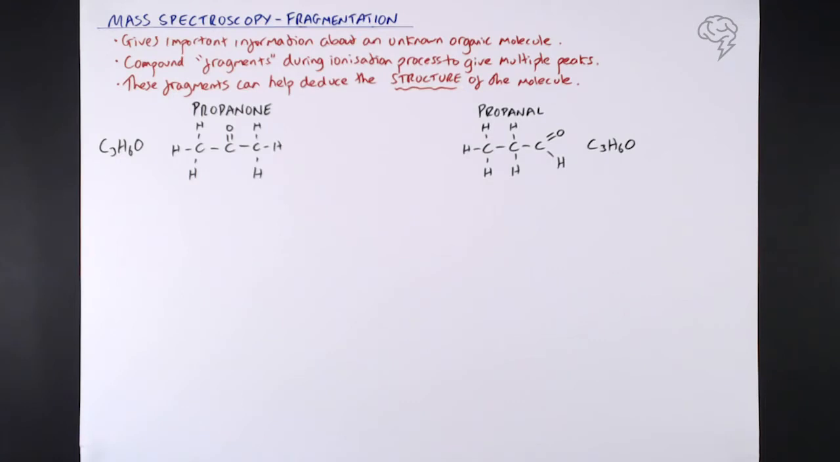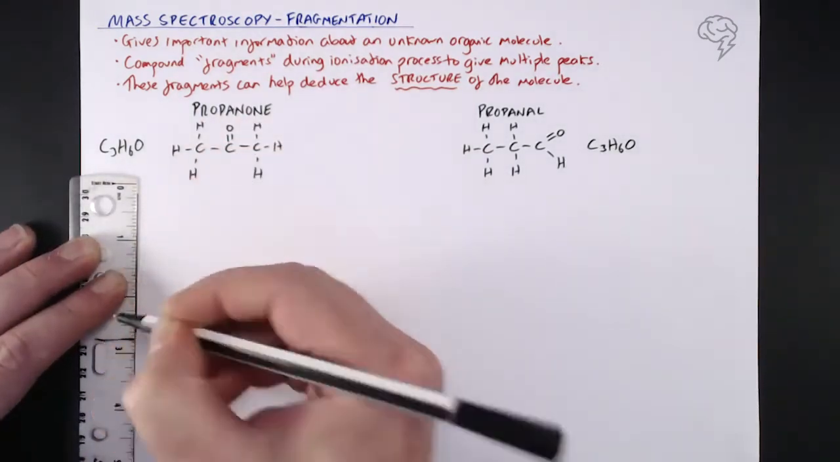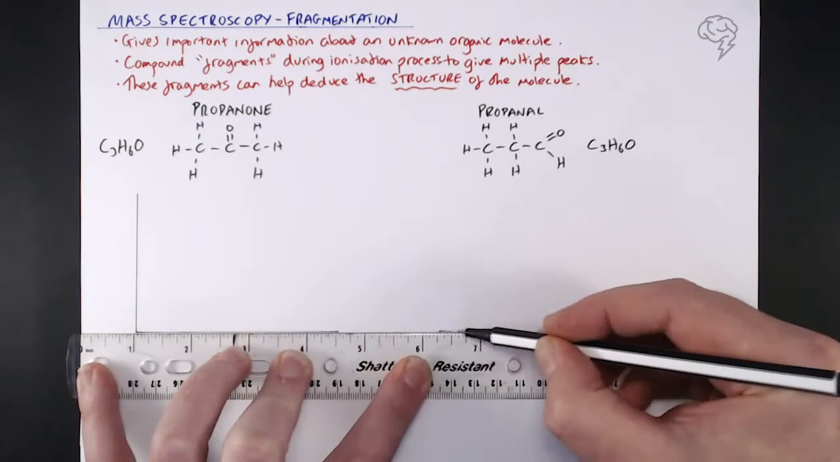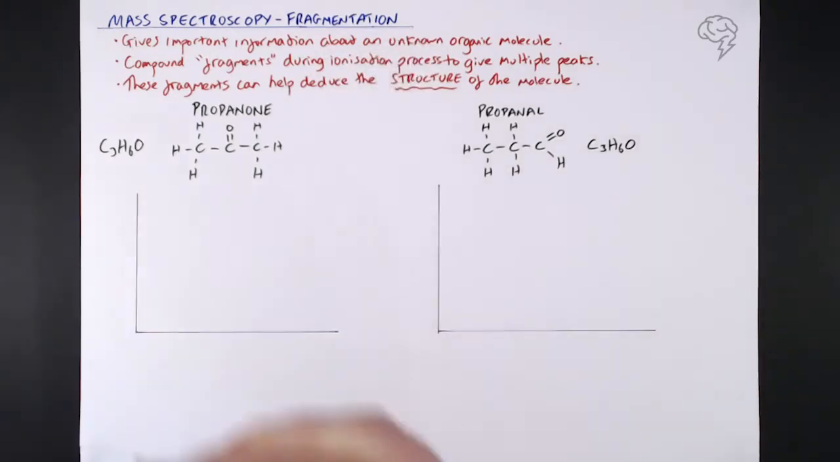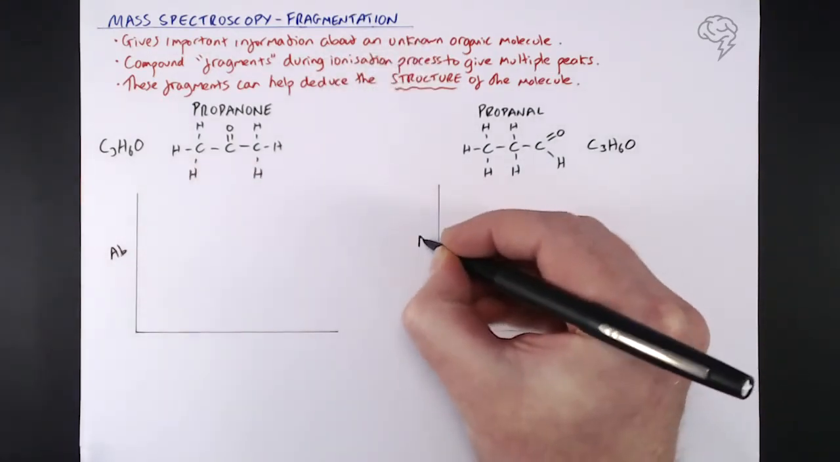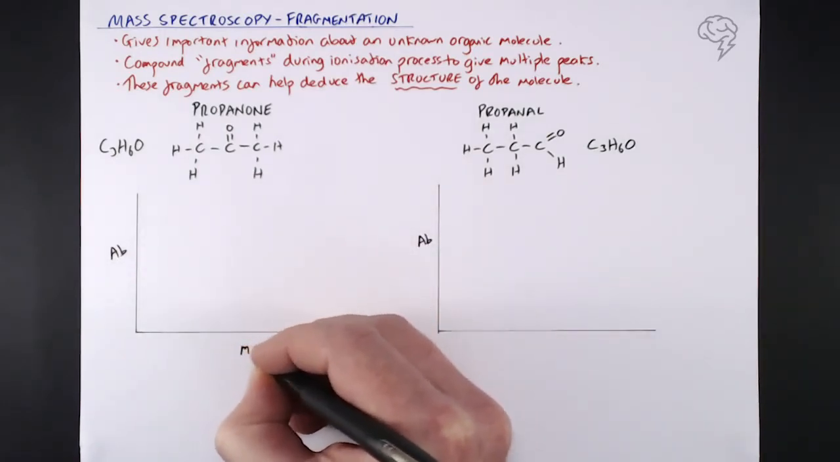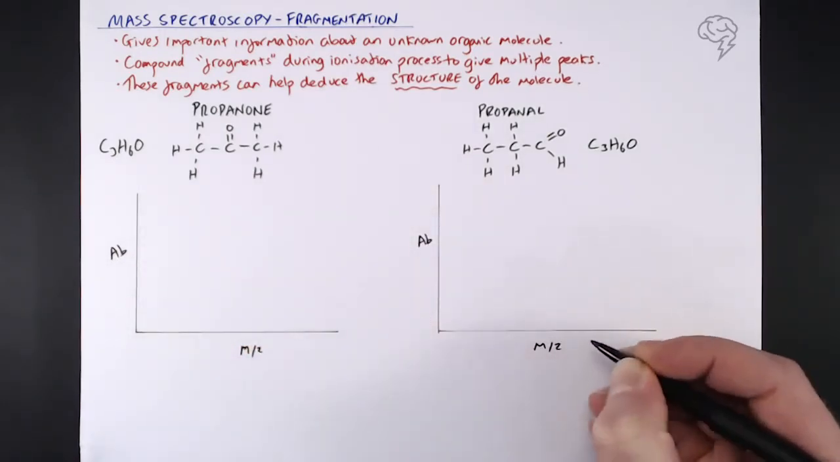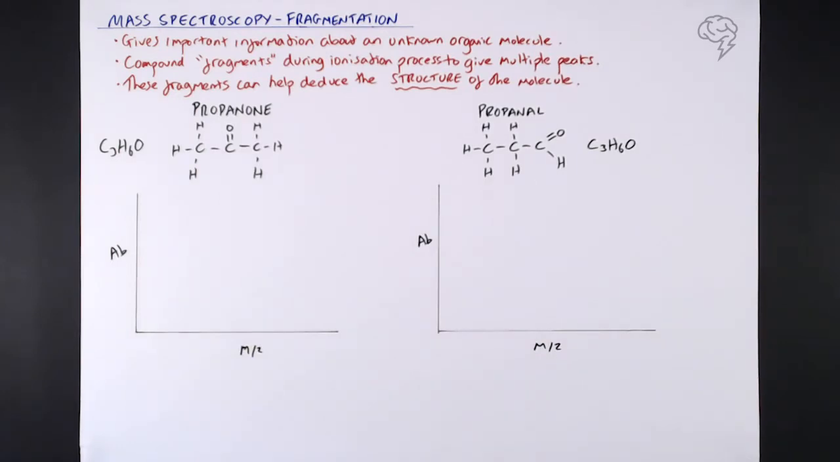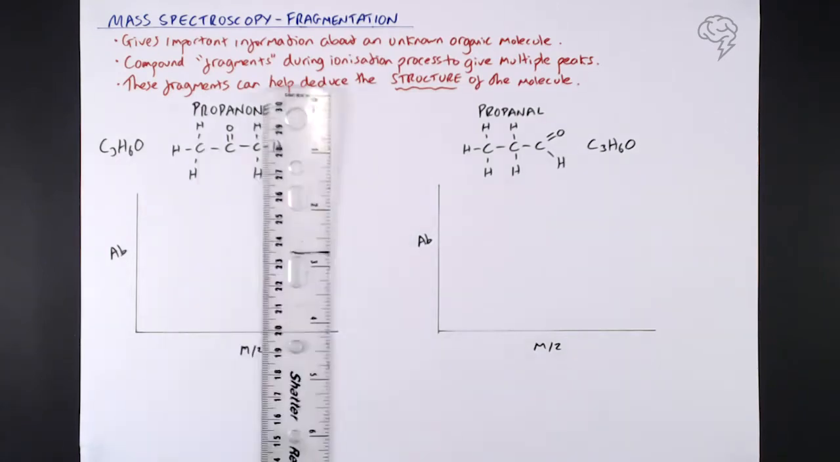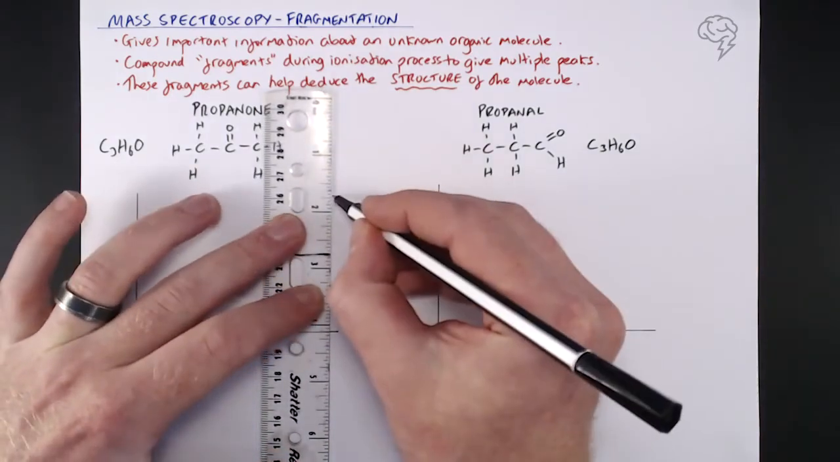So I'm going to draw a couple of axes now, classic axes where we've got abundance and mass to charge ratio. I'm going to show you what the different peaks we get are for these two different substances. So, two different axes here, one for propanone and one for propanal. We've got our abundance on the y-axis. That's usually percentage abundance. I'm not going to worry too much about the abundances and the heights of the bars, but what we are concerned with are the mass to charge ratios. Don't forget, because it's a 1+ charge, the mass to charge ratio is essentially the relative molecular mass of the molecules that come through.